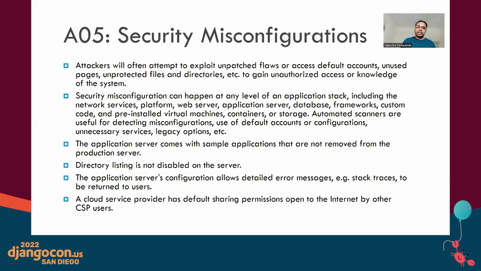The fifth one is security misconfiguration. Here attackers will often attempt to exploit unpatched flaws or access default accounts, unused pages, unprotected files and directories to gain unauthorized access or knowledge of the system. Security misconfiguration can happen at any level of an application stack, including network services, platform, web server, application server, database, frameworks, and so on. The very important point is that your application may be secure, but if its security features are not correctly configured, then your application becomes vulnerable to attacks.